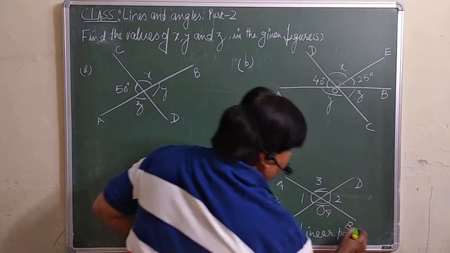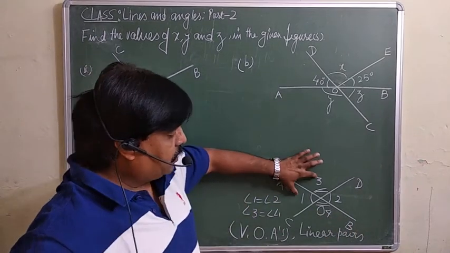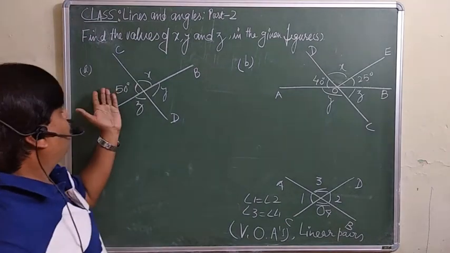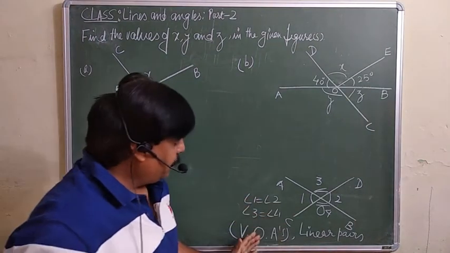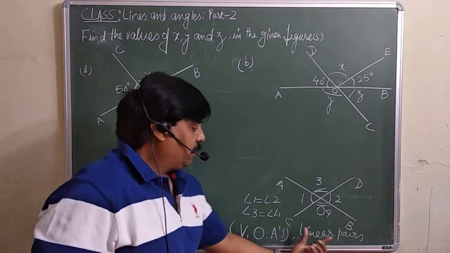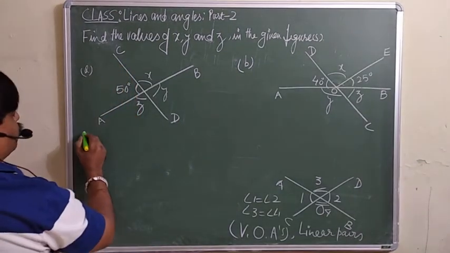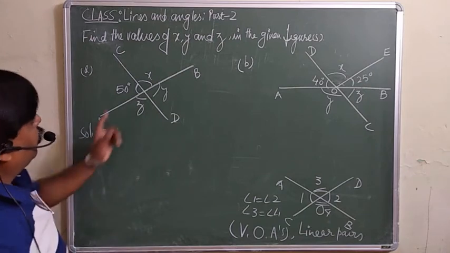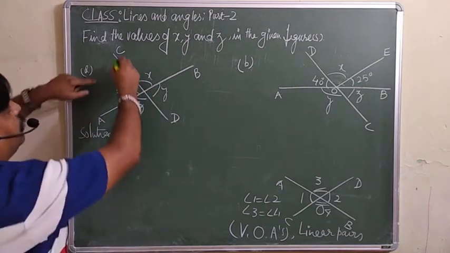Linear pairs means the sum of the two adjacent angles is 180 degrees. That is the linear pair. That is already we discussed. So to find the value of x, y, z here, we will apply the vertical opposite angles and the linear pairs. So just see the first part. The solution of this first part. We want to find out the value of x, y, z.